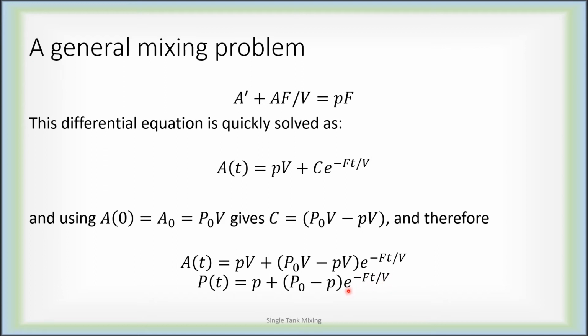As t goes to infinity, e to the negative that is going to go to 0. So our steady state is just given by P. No matter what, the steady state solution is given by the concentration of the inflow. This makes sense again. Also observe how similar this is to Newton's law of cooling. It's actually the same thing, really. Okay, so our concentration at time t is given by some sort of inflow rate plus this difference times an exponential term.